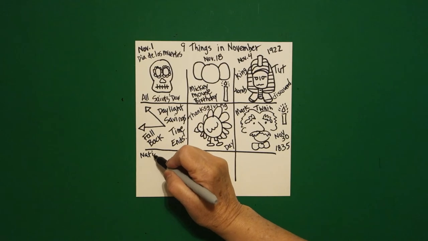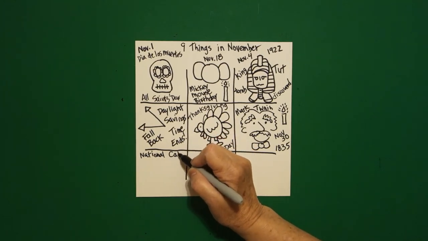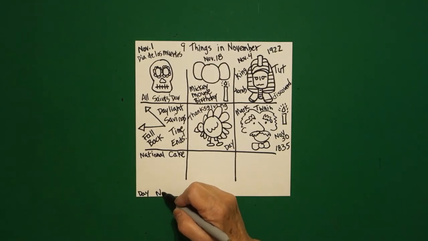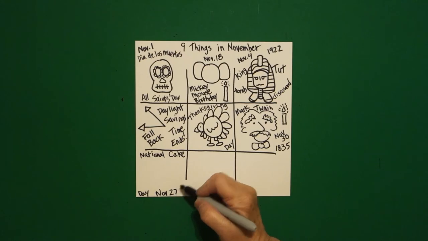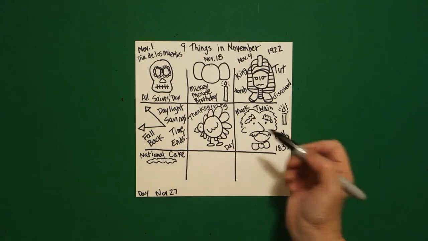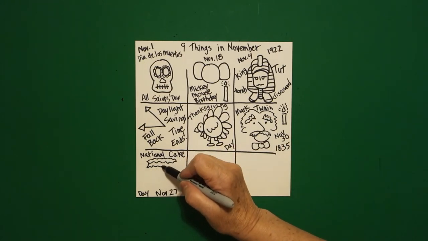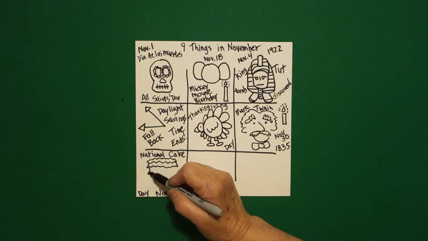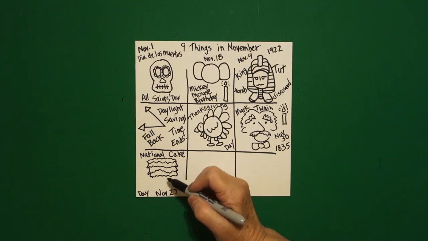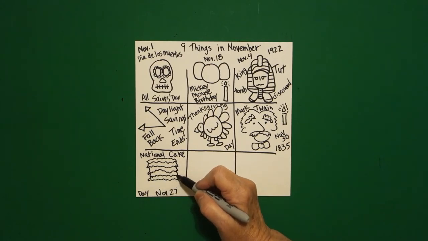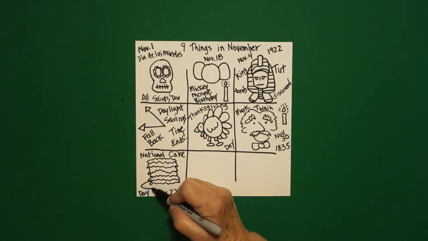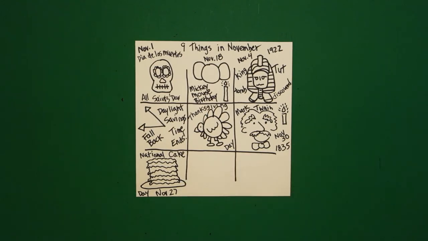It is National Cake Day, November 27th. And I'm going to do wavy, wavy, wavy, wavy line, wavy, wavy, connect. I'm going to make this a big wavy line, connect, wavy line, connect, wavy line, connect, wavy line. Down at the bottom, curve line, straight line, curve line up, connect.